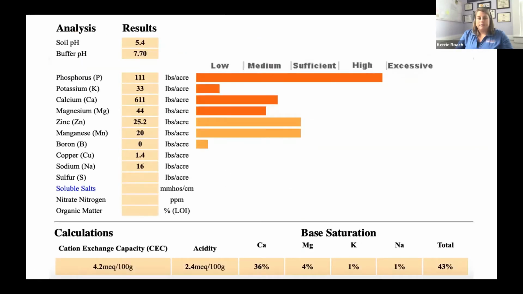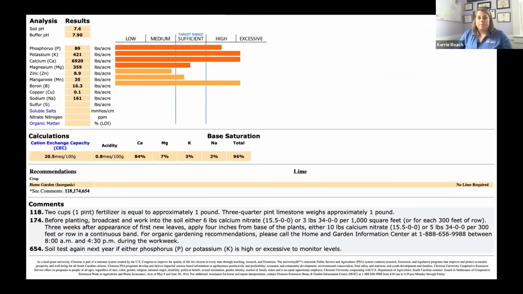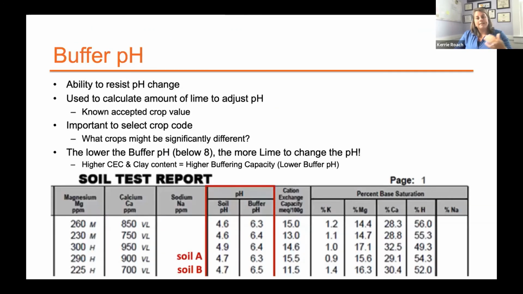All right. So pH is really important, but tagged on to that is the buffer pH. And so that buffer pH is the ability of the pH to resist change. So that's how Shannon and everybody else at the lab creates that recommendation. So having that buffer pH, that way they know how much lime to use or to recommend to raise your pH to the proper level.